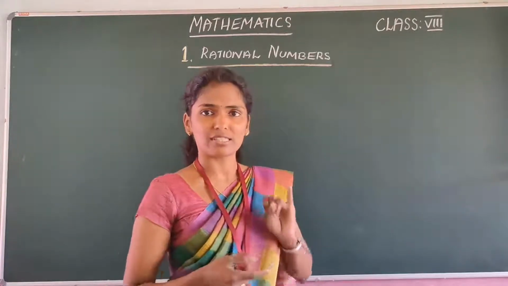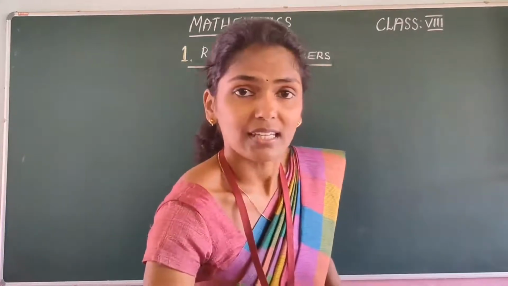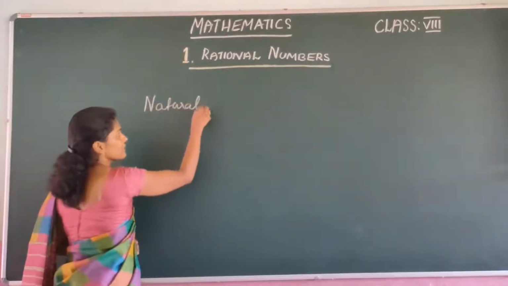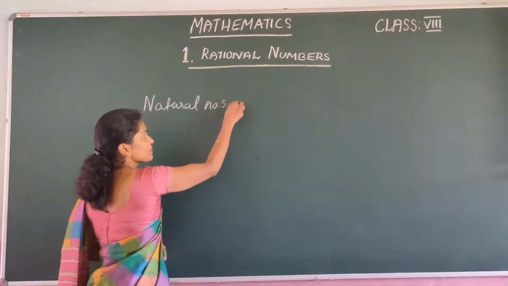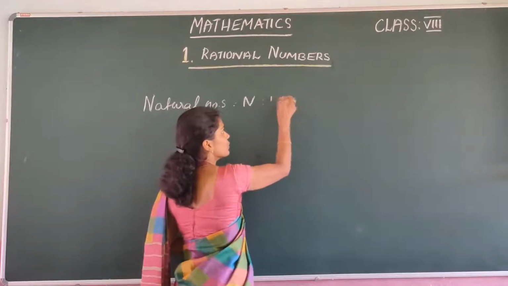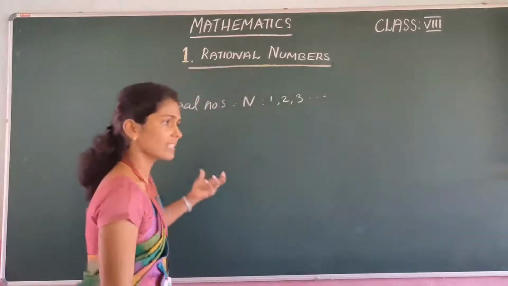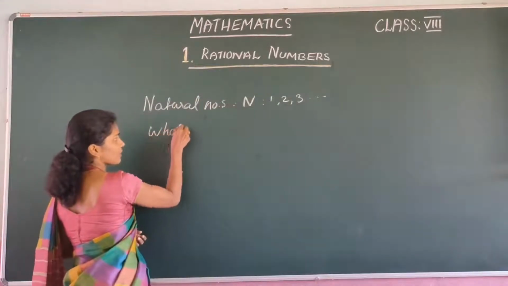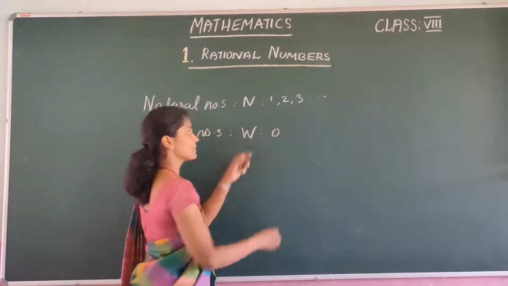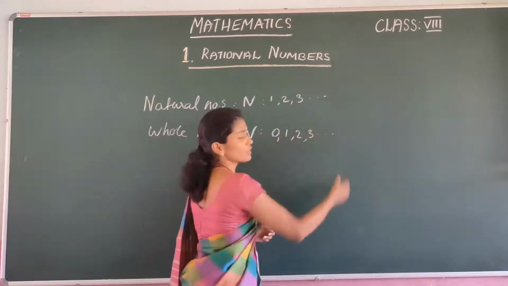We know natural numbers, whole numbers, integers like that. What are natural numbers? Our counting numbers, right? We represent natural numbers as capital N. That is 1, 2, 3, etc. What is the next number? We add 0 to those numbers. That is whole numbers. We represent whole numbers as W. That means natural numbers plus 0. That is whole numbers: 0, 1, 2, 3, etc.